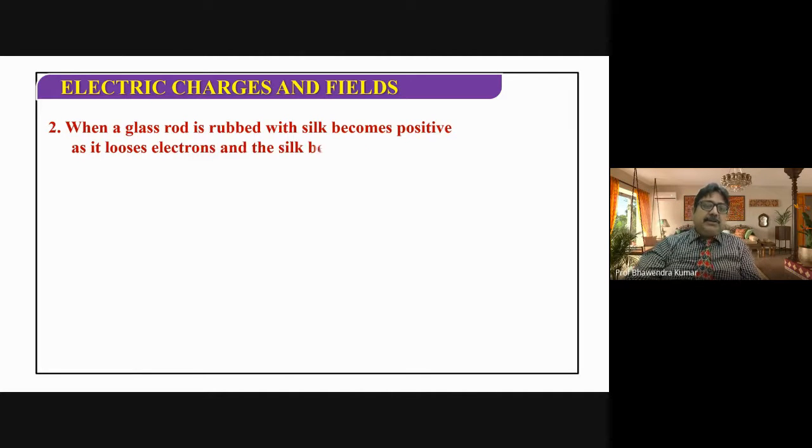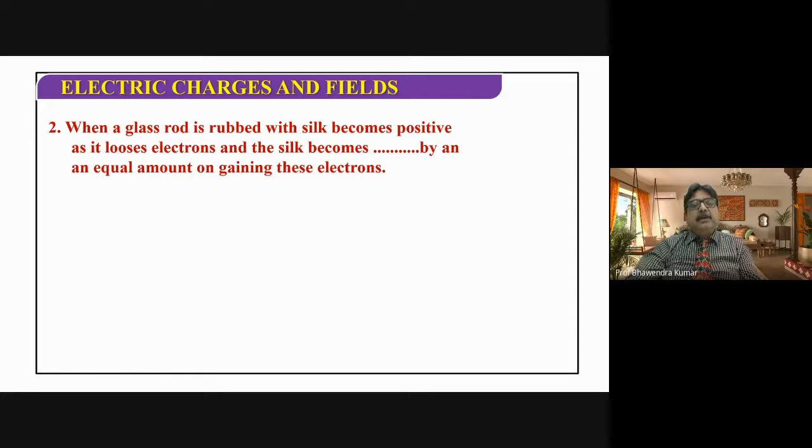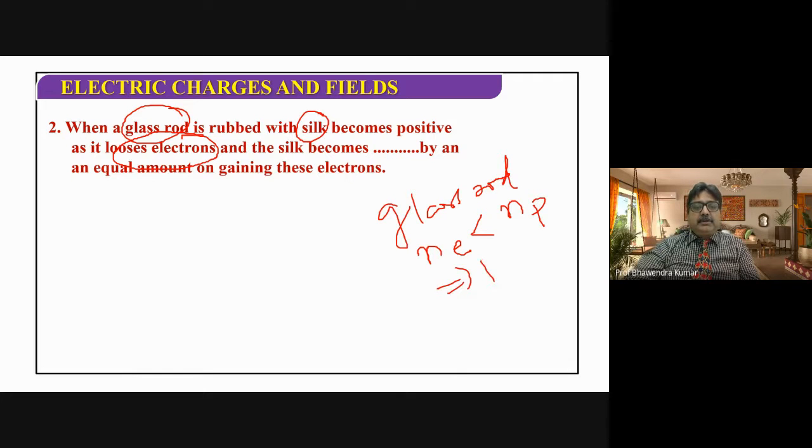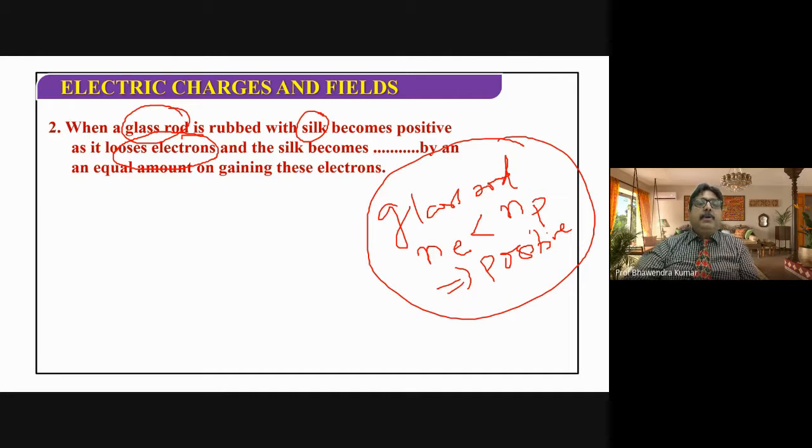There is another application of the conservation of charge principle. When we rub two objects, then what happens? The electrons jump from one object to the other object. So in the case of a glass rod rubbed with silk, what will happen? The electrons are lost by the glass rod. When the electrons are lost, then naturally we can say that for the glass rod, the number of electrons becomes less than the number of protons. So it becomes positively charged. Glass rod becomes positively charged.